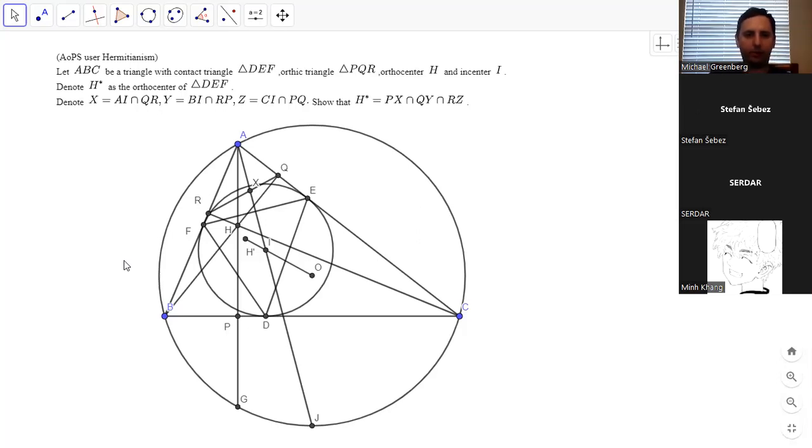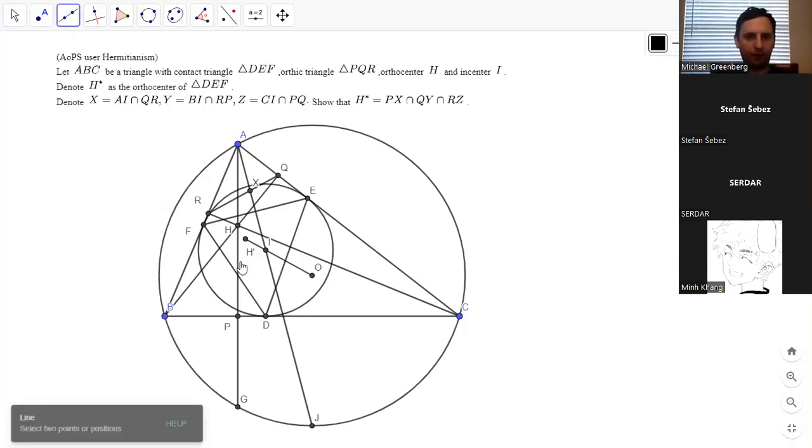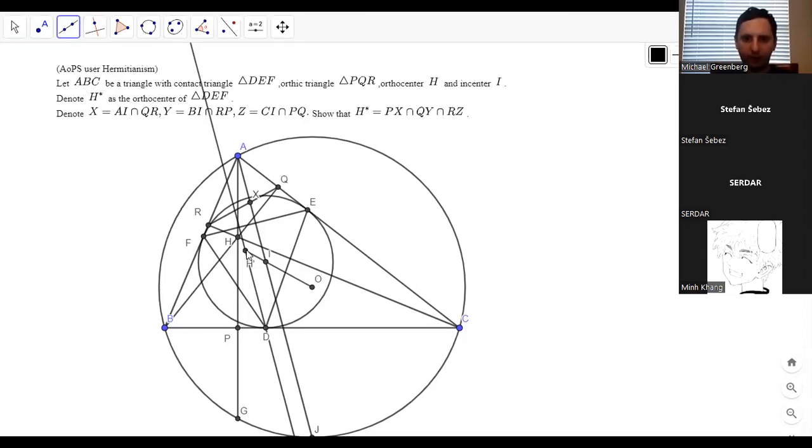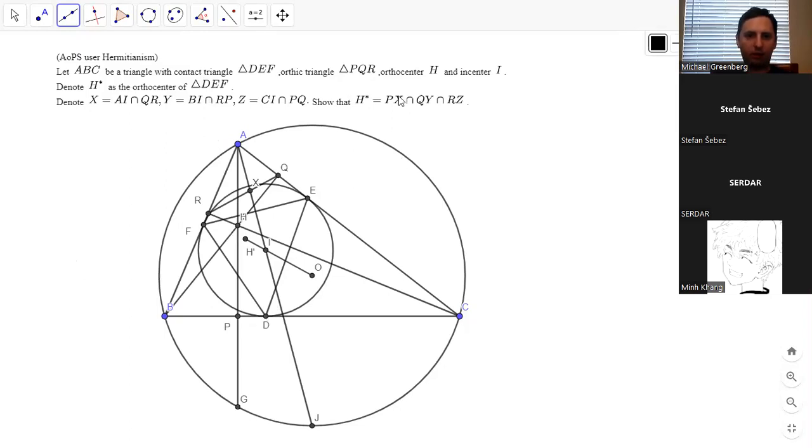Yeah, so how do we use that H prime as the orthocenter of DEF? Let's try, you know, this looks a little bit like the Sharky Devil, right? If T is the mixed linear touch point, then TI, BC, and AH prime concur. That's interesting. I did not know that.